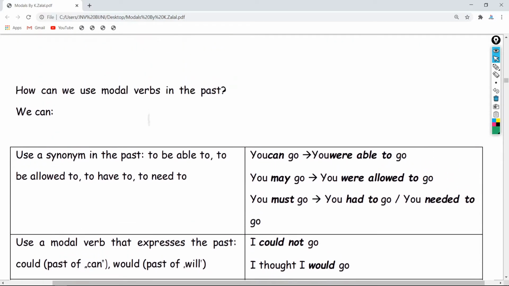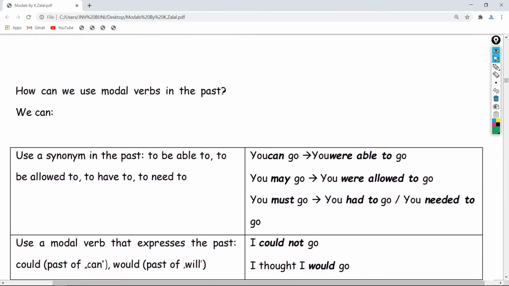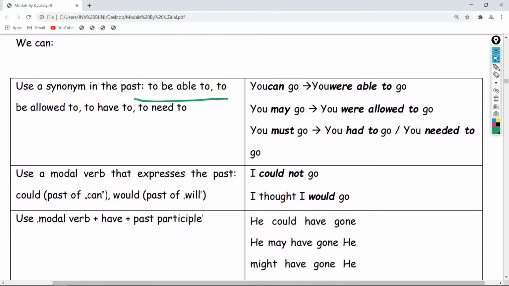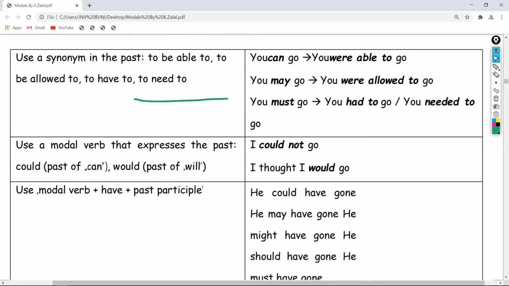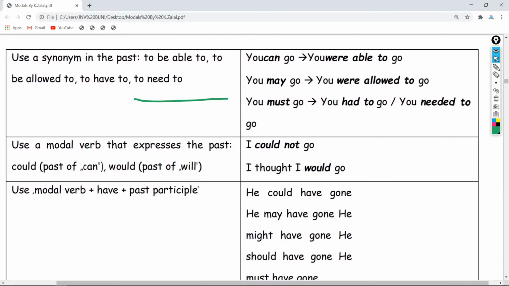So, my dear children, here we will see how we can use the modal verbs in the past. How can the modal verbs be used in the past tense, in the past form? So, here we move. You can go, you were able to go. This can actually refers to the ability, and therefore you are using the word able here to make use of the same in the past tense.